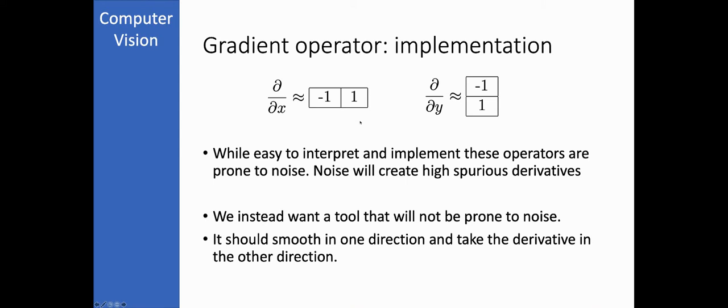While these convolution operators are easy to explain, interpret, and implement, they are prone to noise. If you think about the noisy profile that I've shown before, if I take such a derivative, it will really be noisy. Due to that, if I apply these convolutional kernels on the image directly, I will see lots of spurious high derivatives. Instead, we want a tool that will not be prone to noise. So it should smooth in one direction and take the derivative in the other direction.